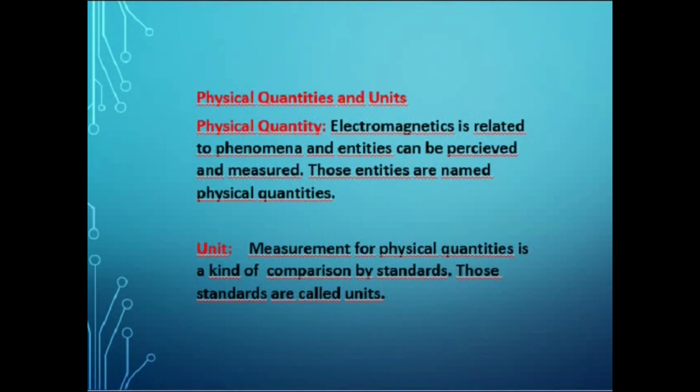Physical quantities and units. Physical quantity: electromagnetics is related to phenomena and entities that can be perceived and measured. Those entities are named physical quantities. Unit: measurement for physical quantities is a kind of comparison by standards. Those standards are called units.